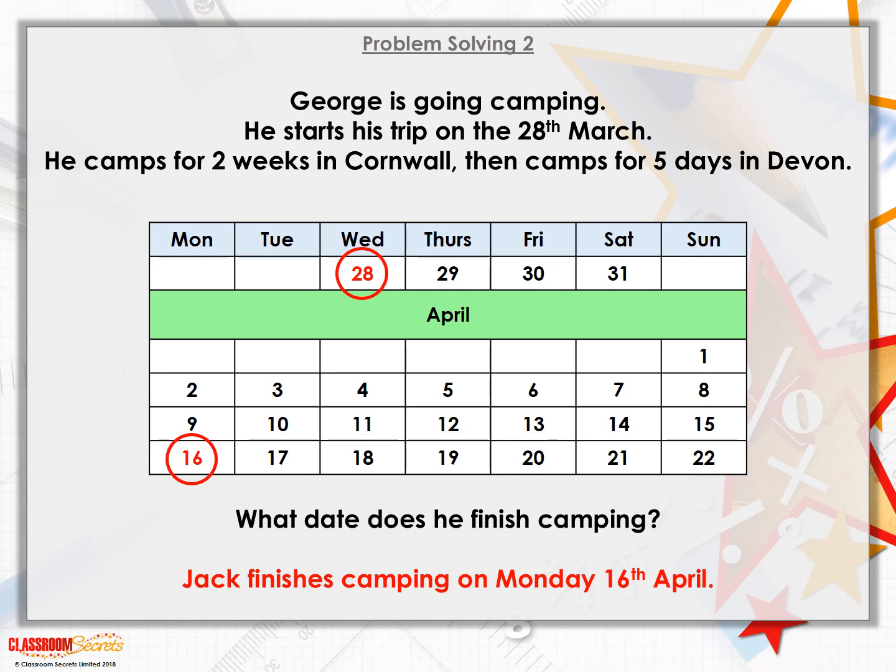So if we have a little look, it starts on the 28th. We needed to camp for 2 weeks in Cornwall, which is the same as 14 days. So you could have counted on 14 days. And then we've added the 5 extra days for Devon. So George would finish camping on Monday the 16th of April. Tick that one if you got that one right.